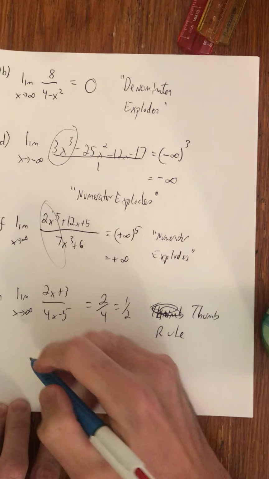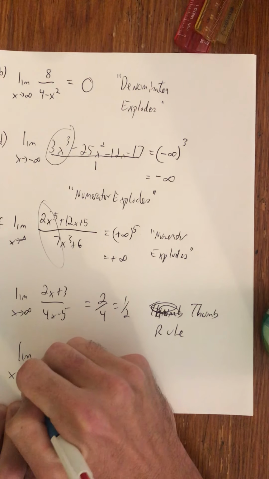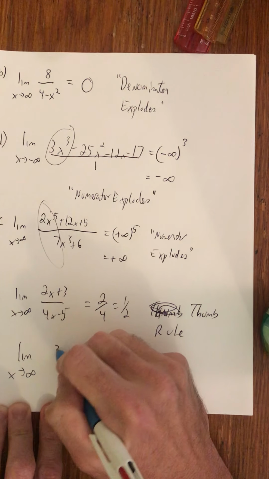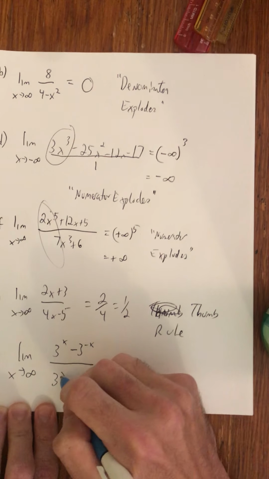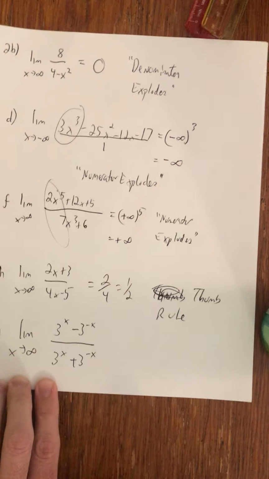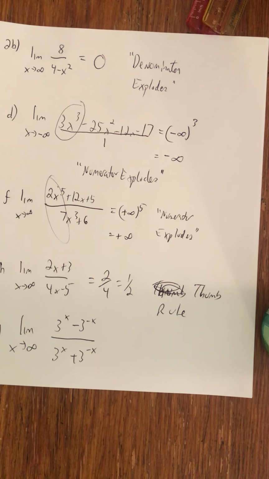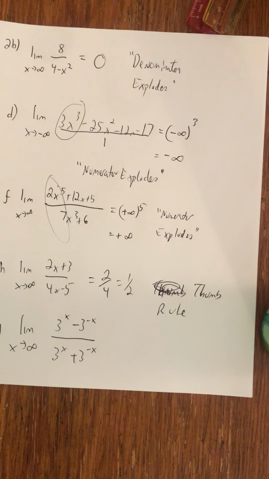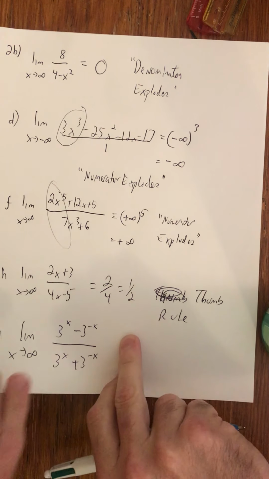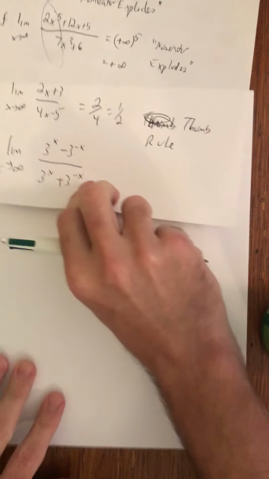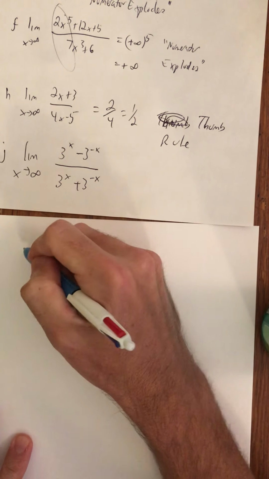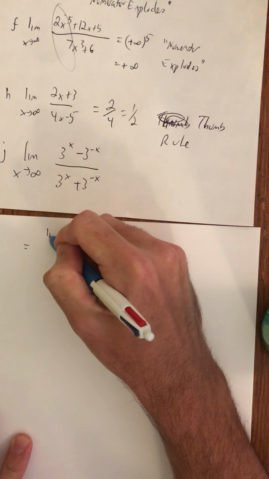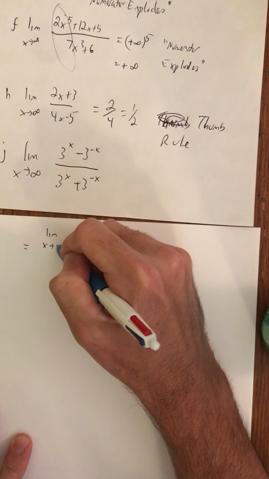And then last, I have J, the limit as x approaches infinity of 3 to the x minus 3 to the negative x over 3 to the x plus 3 to the negative x. Now this one's kind of interesting because remember, I can distribute the limit across addition, multiplication, subtraction, and division. So we're going to do this in a particular sequence. The first thing I'm going to do here is distribute it to each term.